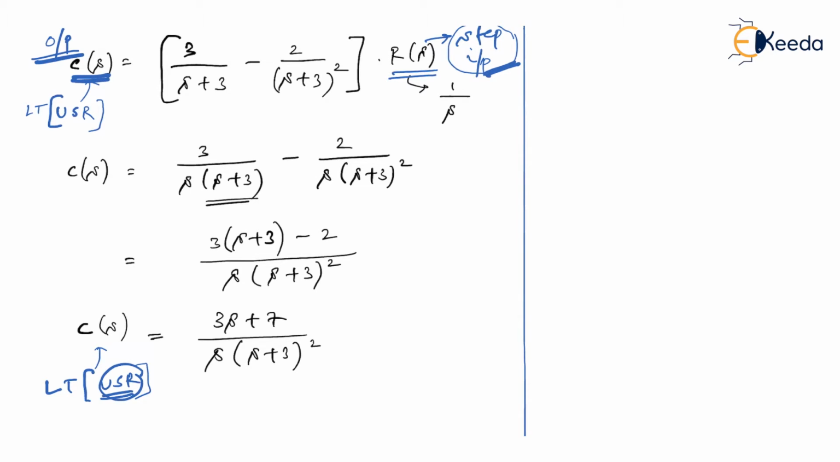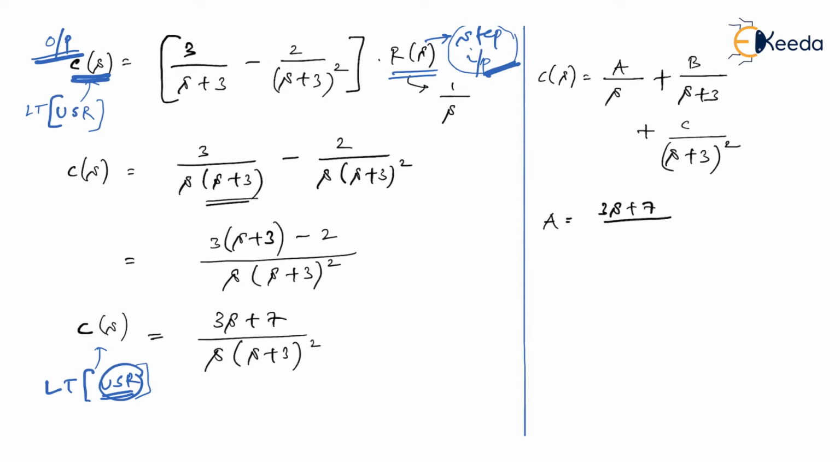We should understand that we cannot take inverse Laplace directly because it is not in appropriate form. So I'll do a partial fraction procedure here. First, C(s) is equal to, I can write this as A by s plus B upon (s plus 3) plus C upon (s plus 3) square. Am I right? How do you get the value of A? The value of A is nothing but (3s plus 7) divided by (s plus 3) square, where you substitute s value equal to 0, and after doing so you'll get A value as 7 by 9.